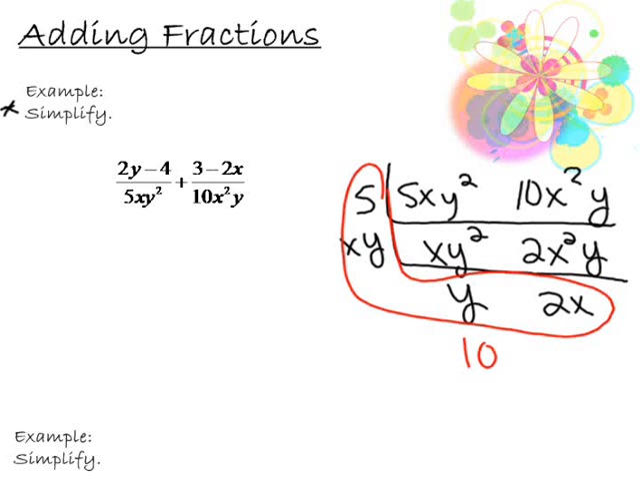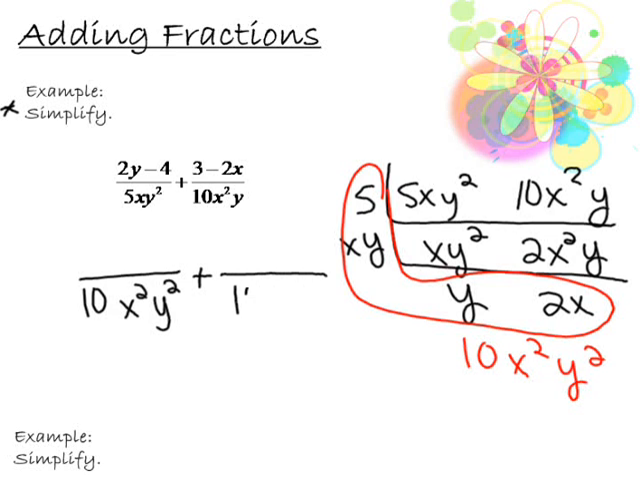5 times 2 is 10. X times x is x squared. Y times y is y squared. So we have 10x squared y squared as our least common multiple, our common denominator. Now we're going to use our trick to see what we need to multiply by.